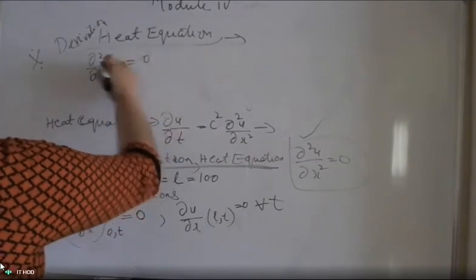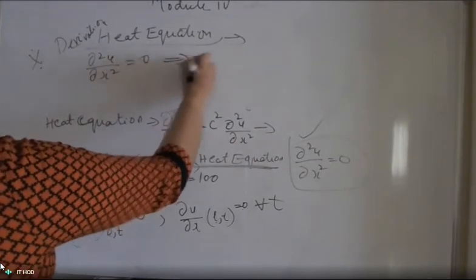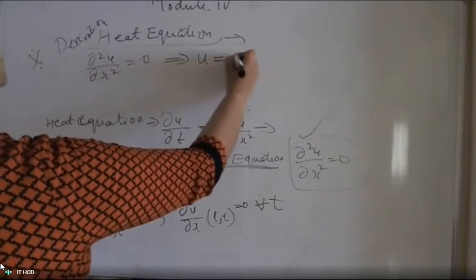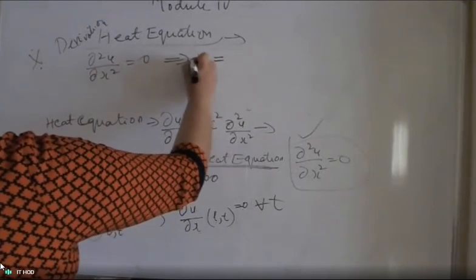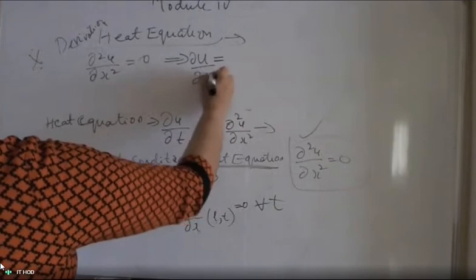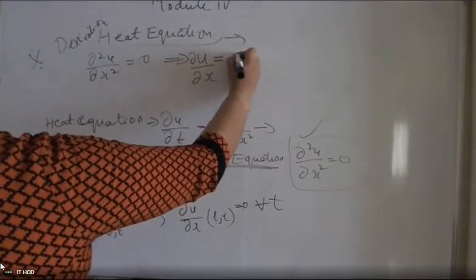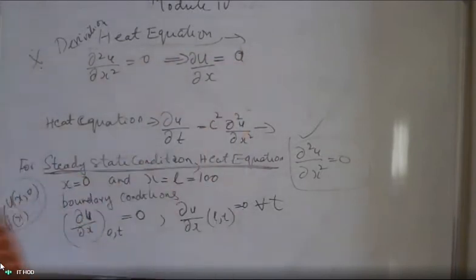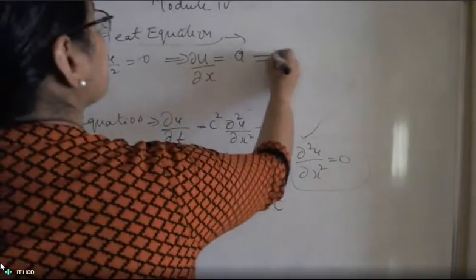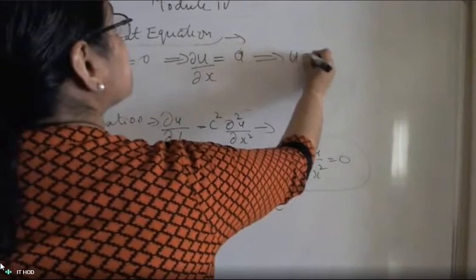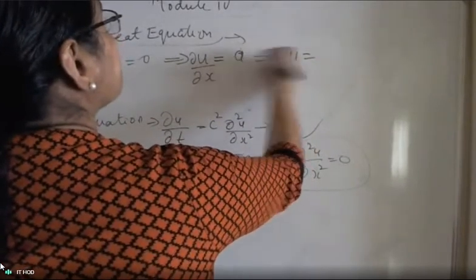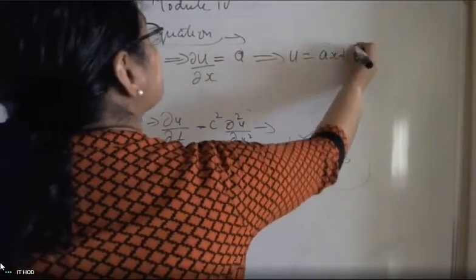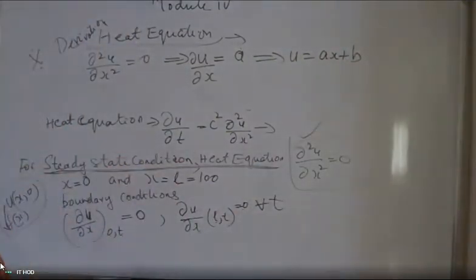So integrating this one, you will get dou u by dou x. What is dou u by dou x? You will get it as a. One more time you have to integrate, then you will get u. So u is equal to, one more time integrating, ax plus b. Okay, ax plus b.